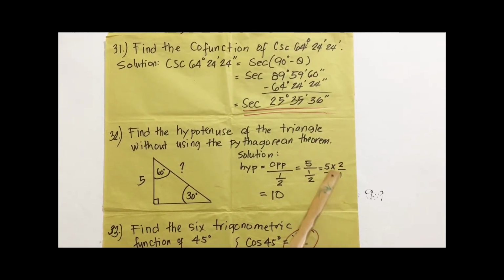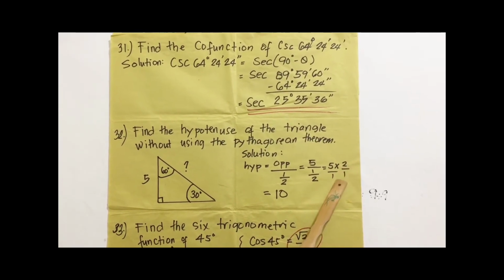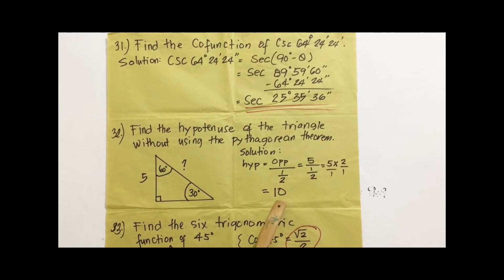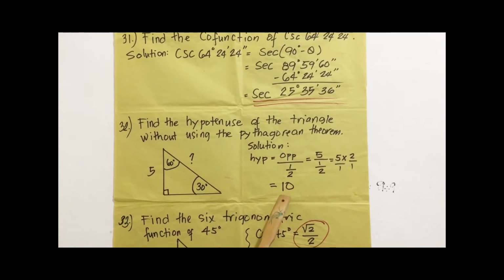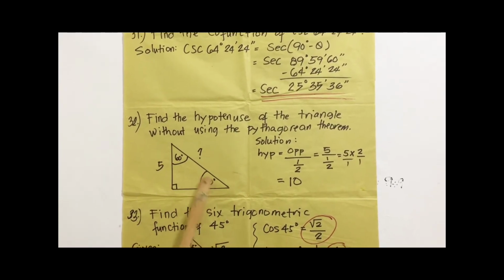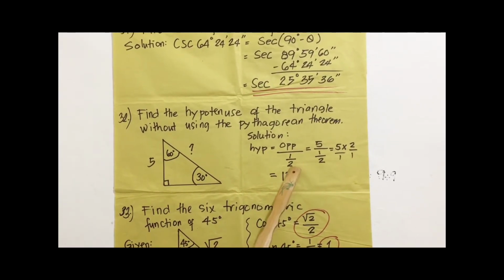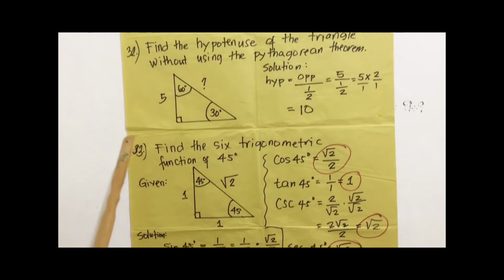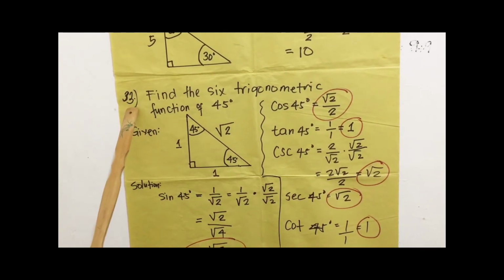It becomes now 5 times 2 equals 10 divided by 1 equals 10 also. So this is now the hypotenuse of this given triangle. Okay, 1/2 is a constant. Okay, next, our next number is 33.